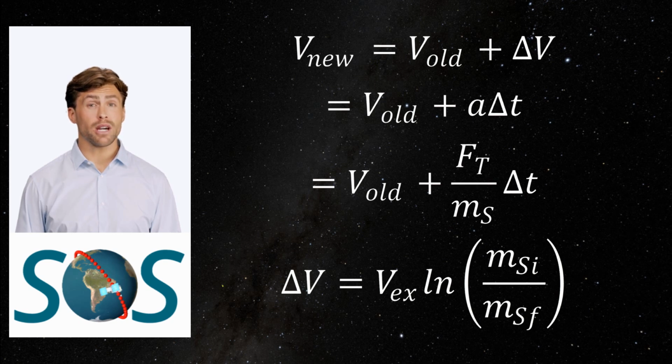Remember that in this equation, MSI is the initial spacecraft mass, MSF is the final spacecraft mass, and VEX is the rocket exhaust gas velocity. This equation is derived using Newton's third law, or conservation of linear momentum.